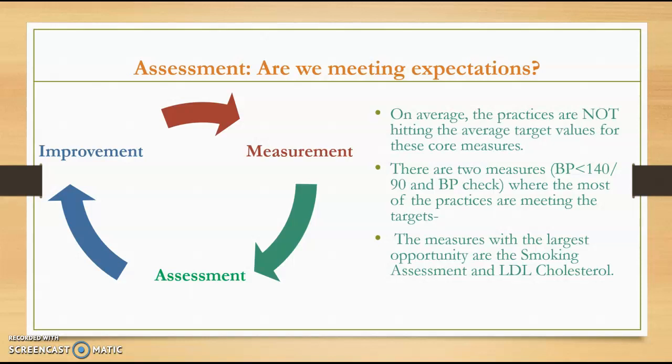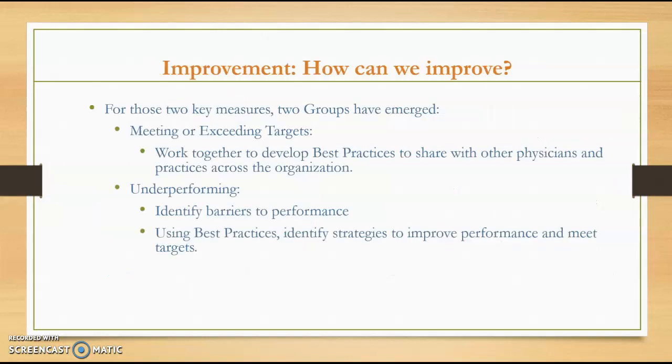The measures with the largest opportunity for improvement are the smoking assessment and the LDL cholesterol. For these 2 key measures, 2 groups have emerged, meeting or exceeding targets. This group should work together to develop best practices that they can share with other physicians and practices across the organizations. And the other group is underperforming. They need to identify barriers to performance and use best practices from the other working group to identify strategies to improve performance and meet those targets, and therefore increasing reimbursement.